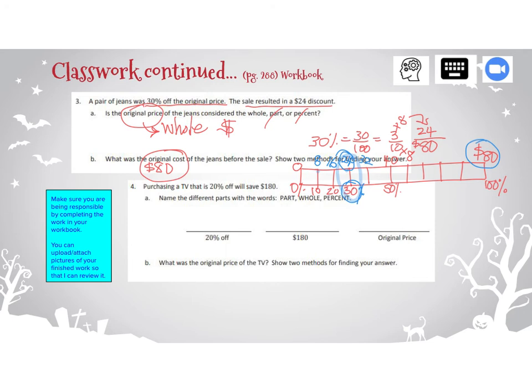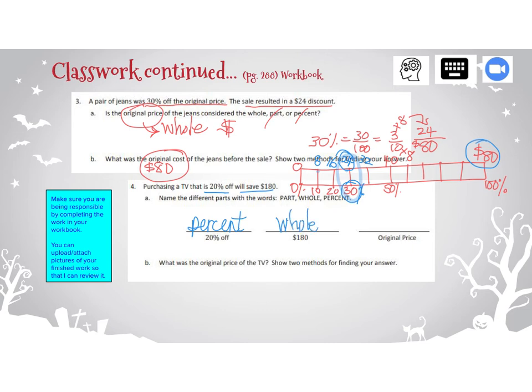Last one here on 4, you're purchasing a TV that is 20% off, and it's going to save you $180. Name the different parts of the words. Okay, let's do this first. The 20% off, I would say that is the percent. Write this out in your book so you're practicing spelling. 180 is the whole. That's the whole price.